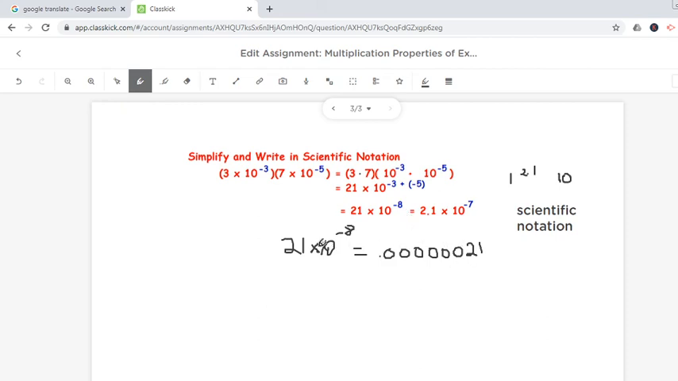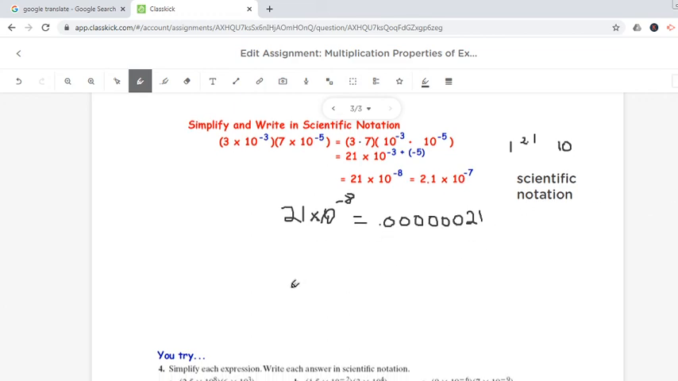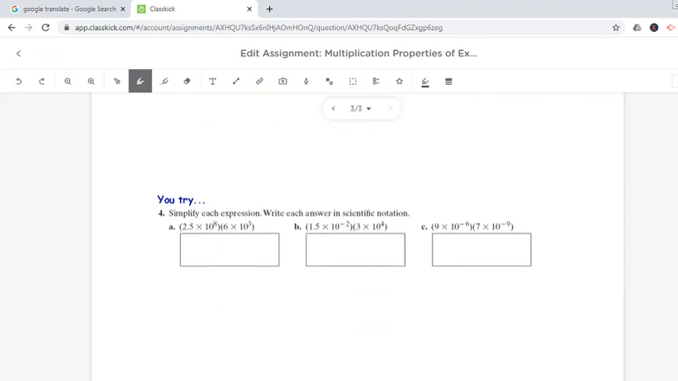But now we want the answer. We want this 2.1 right here. So to get to 2.1, it's 1, 2, 3, 4, 5, 6, 7 right here. And that's why it's 10 to the negative 7. Okay. So I'll just write, yeah, I think that's fine right there. Yeah, so that's why we have that's good.